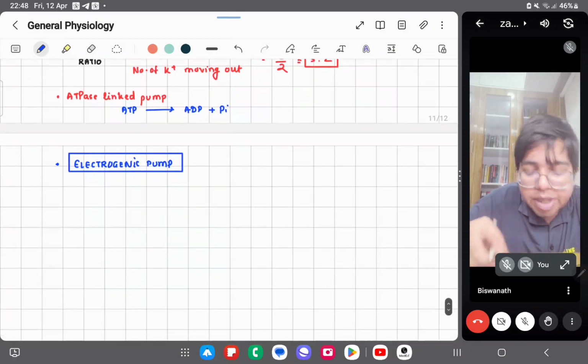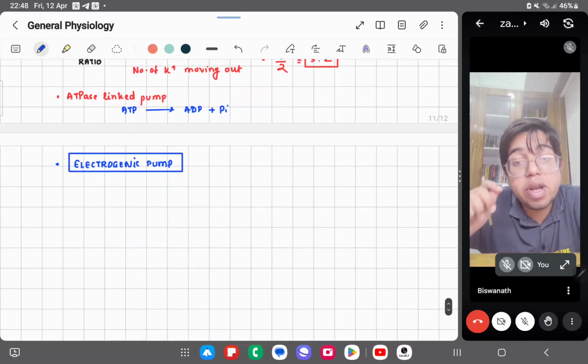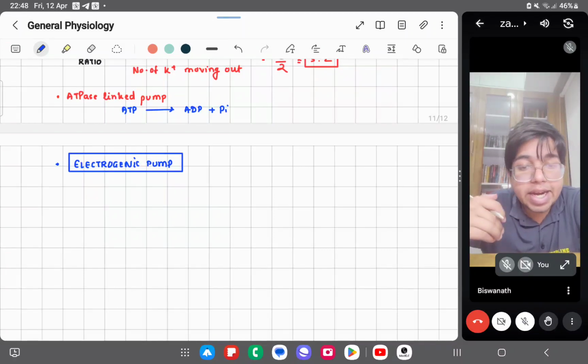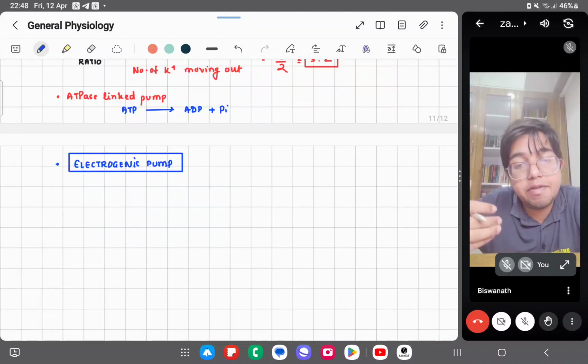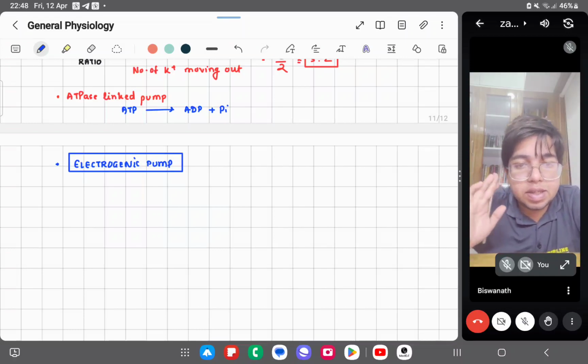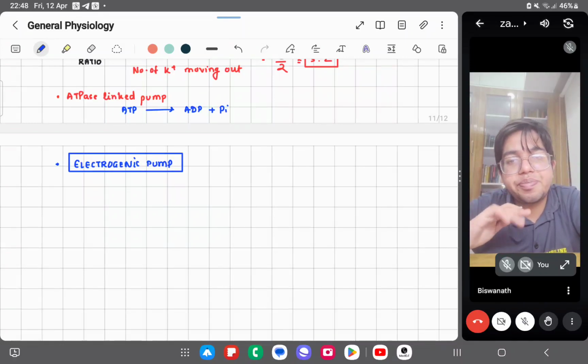Electrogenic pump means it causes the depolarization of the cell. The cell will become negative with respect to outside. This thing is there. Electrogenic pump. It is an electrogenic pump.